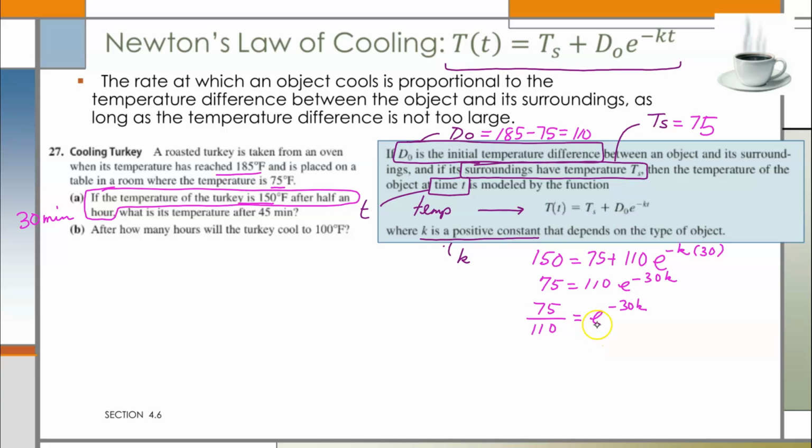How to get rid of e? Since it's an exponential, a log undoes an exponential. So we're going to ln both sides. We have the ln of 75 over 110 is equal to, ln e is going to cancel out, so we just have negative 30k. Dividing both sides by negative 30, there's our K for our object, which is the turkey. Let's put this into our calculator so we can figure out what K is.